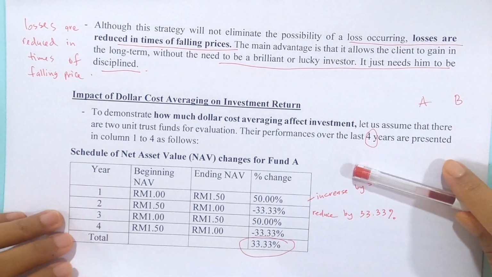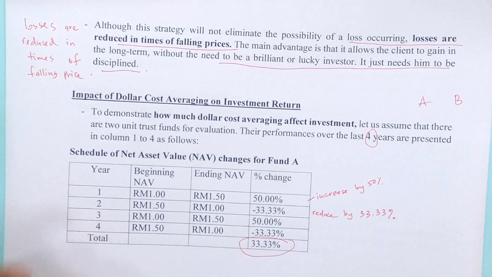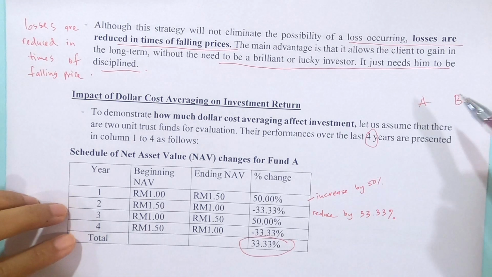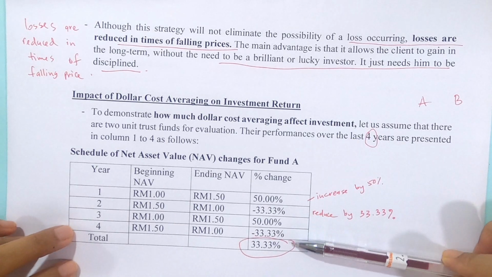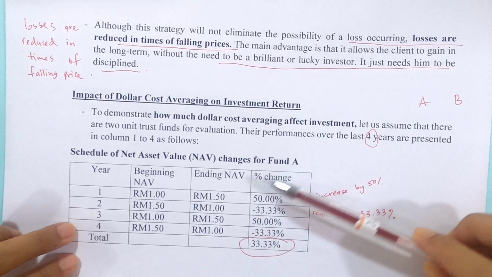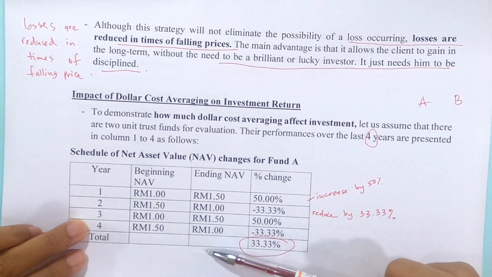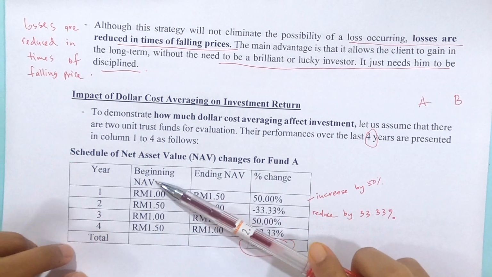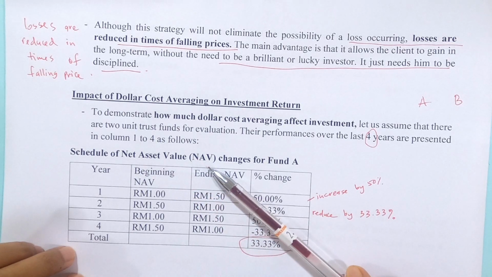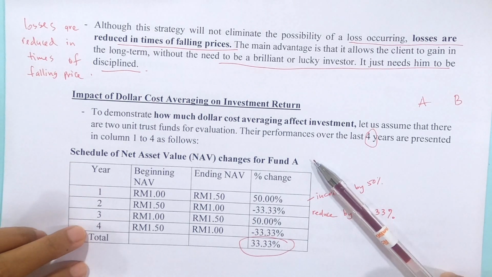Alright, now we are going to look at the example for Fund A and Fund B, where we look at the impact of dollar cost averaging on the investment return. As for Fund A, we can see here the information on year 1, year 2, year 3, and year 4. This is the schedule of net asset value, NAV, changes for Fund A for the 4 year period.